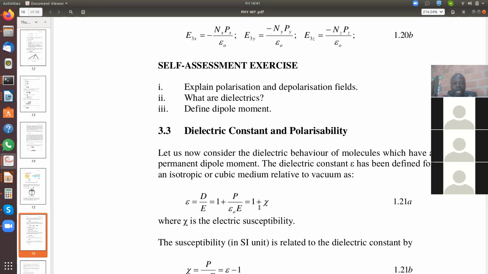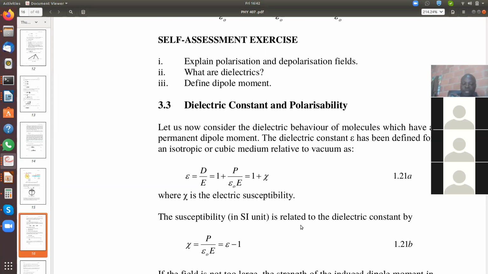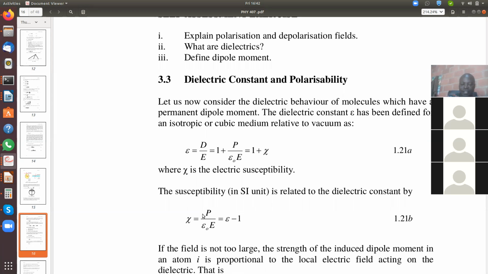Okay, thanks. So now we have epsilon equal to D over E, which is equal to 1 plus P over epsilon E, and is equal to 1 plus chi. This D here is displacement. So chi is the electric susceptibility. The susceptibility is related to the dielectric constant by this. So this is P over epsilon E, which is equal to epsilon minus 1. This is the relationship between dielectric constant and susceptibility.